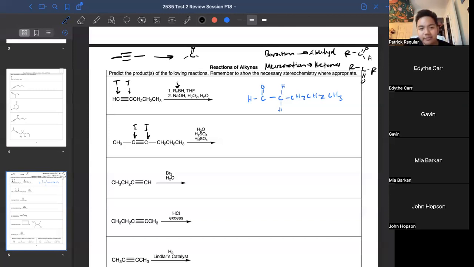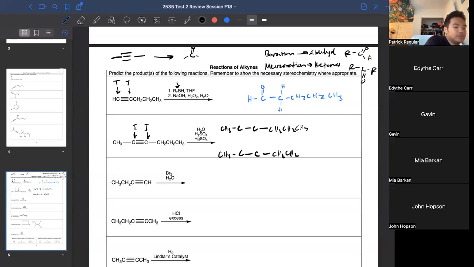How many products would we get? We get 2. CH2, CH2, CH3, CH3. I'm just writing it twice. CH2, CH3. So you can either have a ketone right here, or a ketone right here. You can have either one of those being products.